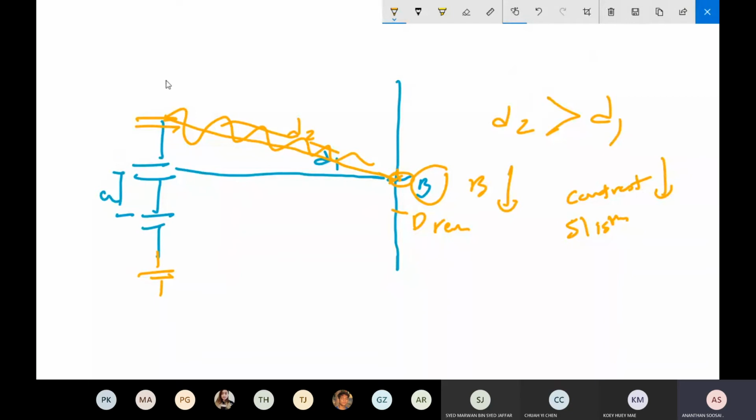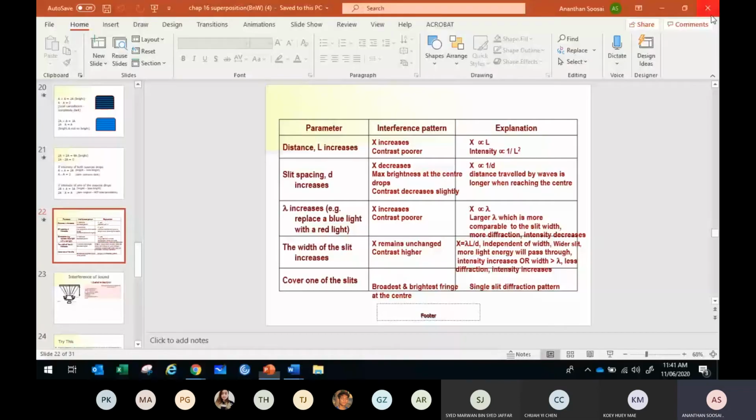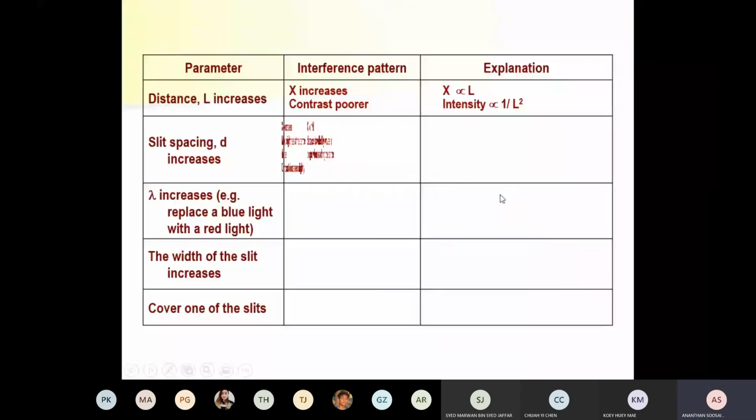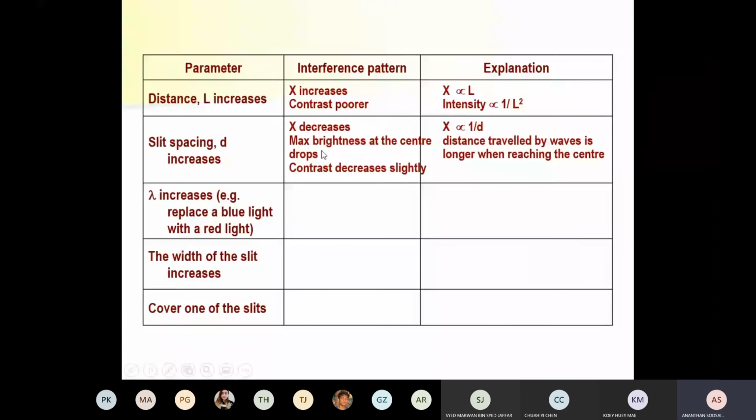When you move the A up, the distance traveled by the wave to reach the center point increases. We know that intensity is proportional to 1 over d squared, and the distance traveled increases, so the intensity is going to drop, the bright spot is going to drop slightly. Hope you understand. So that's the second one: X decreases, maximum brightness at the center drops because the distance traveled by the wave is longer when reaching the center. Contrast slightly decreases.